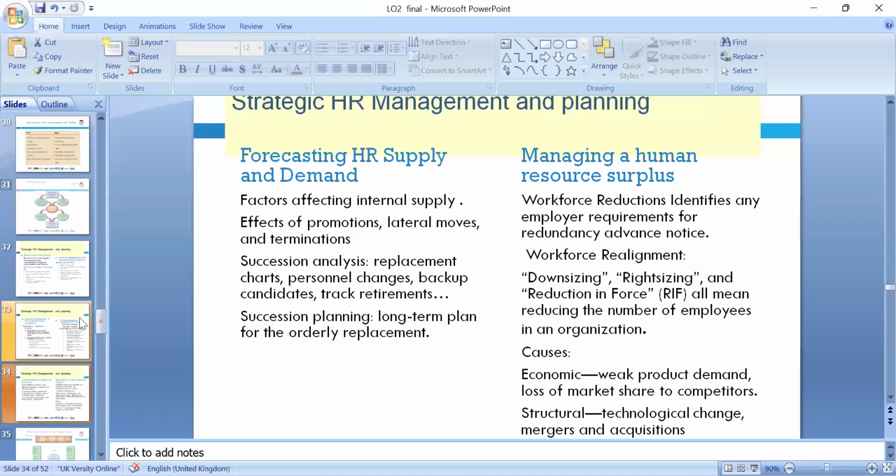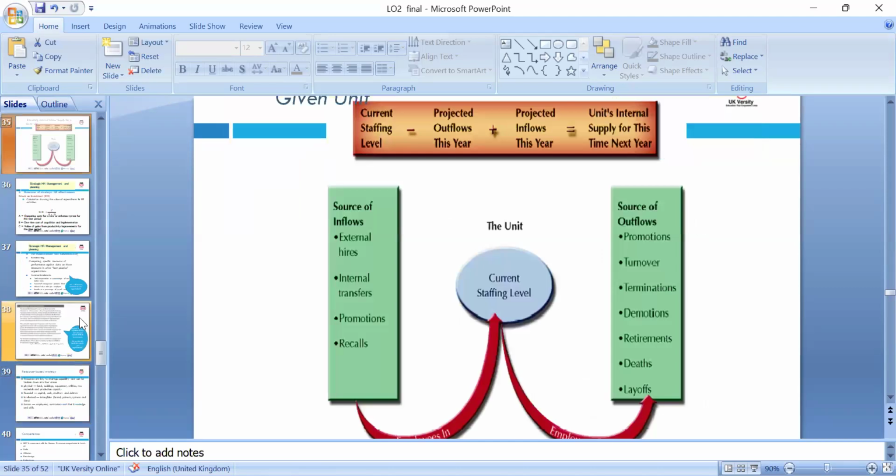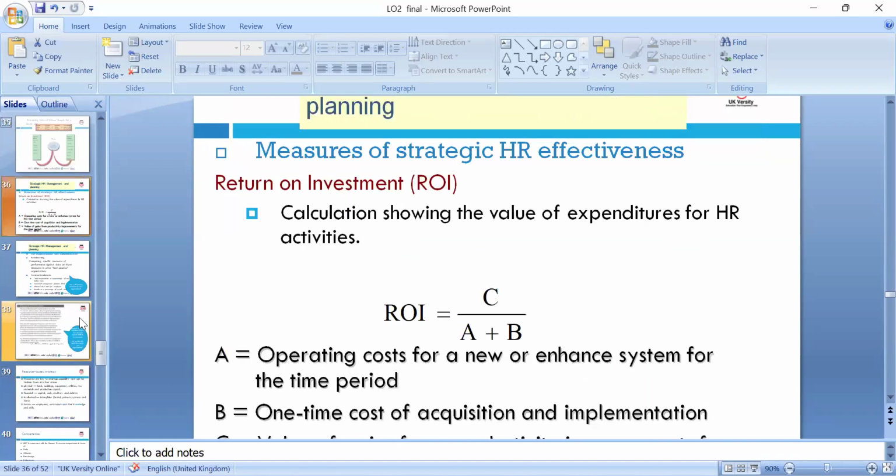Reduction in the workforce can be due to many factors. If you're selling online now, whereas we used to be face to face, we can look around our direct business model. We also look around the current staff level, projected outflows, inflows, and units of supply for the next year. So we can use the model, and that's also for forecasting.